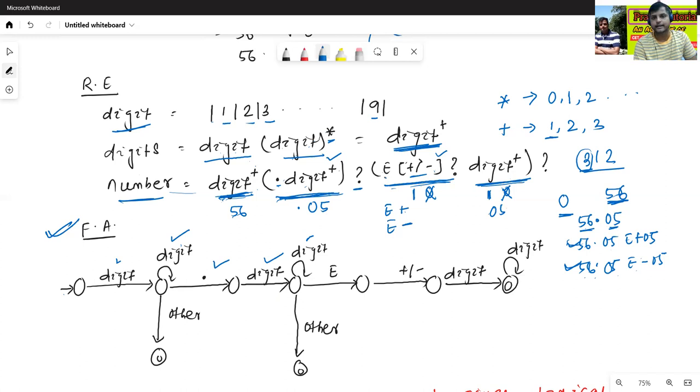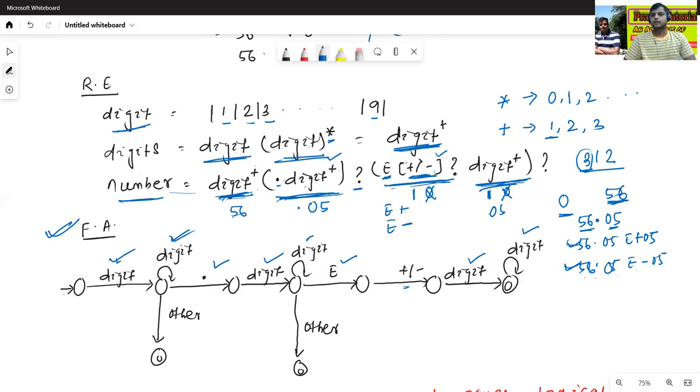Then the next one is the e. Then the next one is plus or minus. Then the next one is digit plus, which means digit, then digit star means it is a loop, a self loop. Digit plus is nothing but digit into digit star. Star means it is a self loop. So digit, digit, self loop.